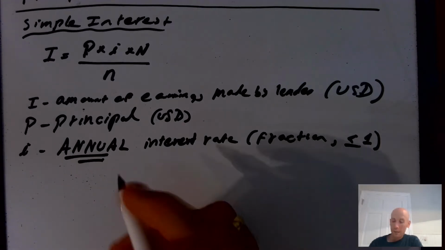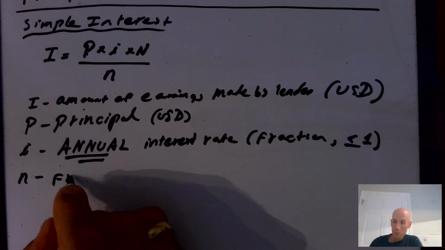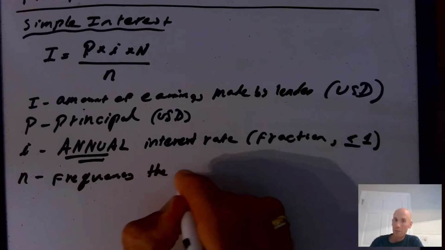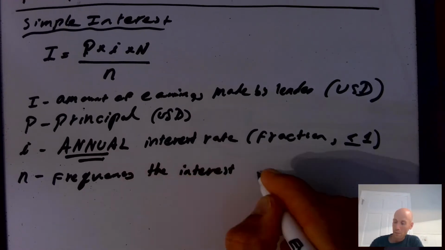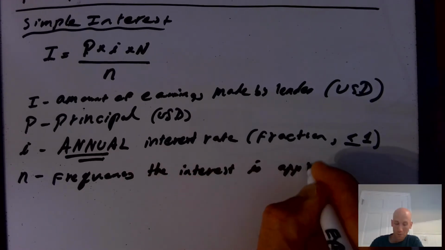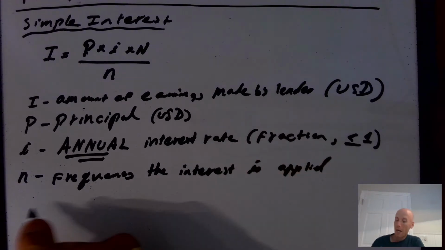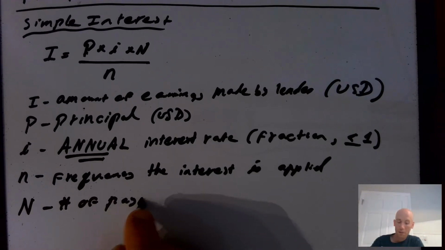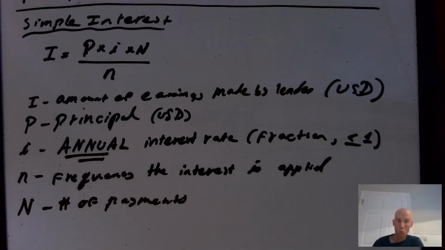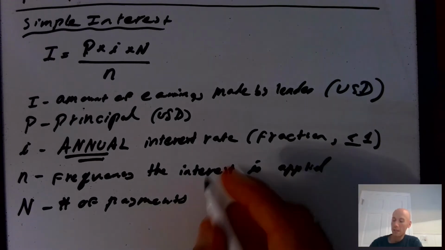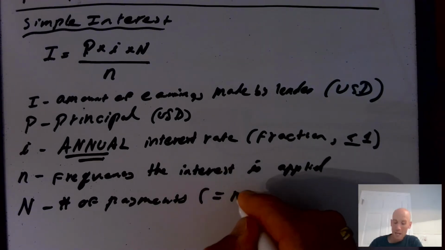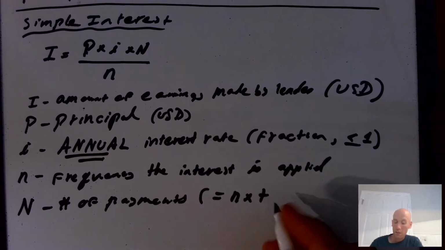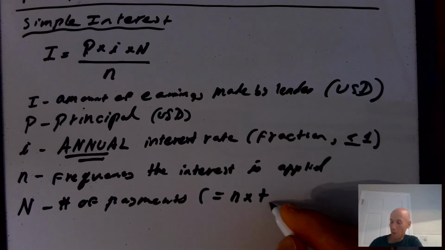Little n is the frequency that the interest is applied. And capital N is the number of payments made towards the loan. It is also equal to little n times t, and you can easily check yourself that way.